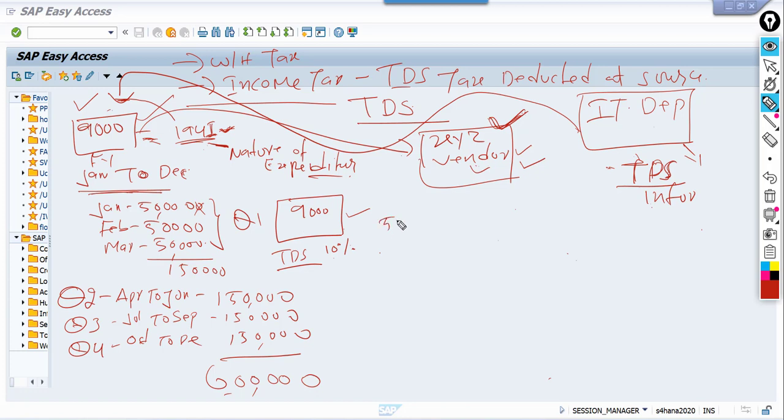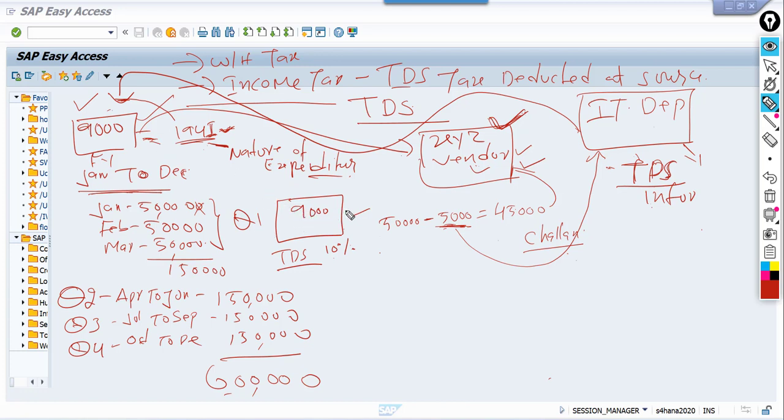So 150,000 is rent per month. Out of this you deduct 5,000. That amounts to 10%. Pay only 45,000 to XYZ Limited. Then what about this 5,000? Deposit this 5,000 every month to the income tax department through challan. So do like this every month. This is mandatory. 194I section is mandatory.